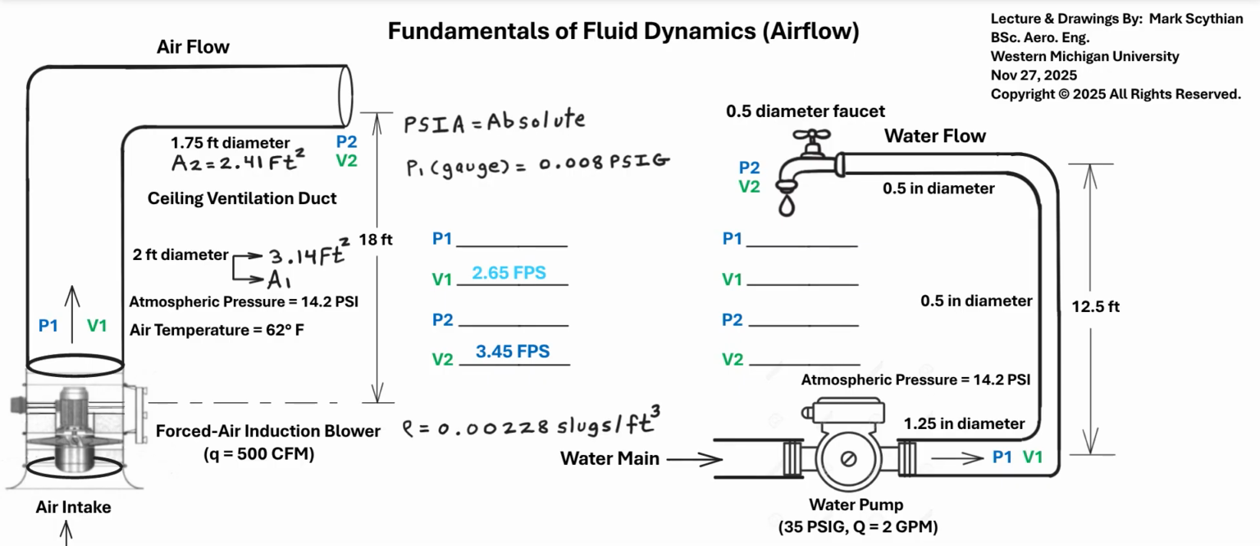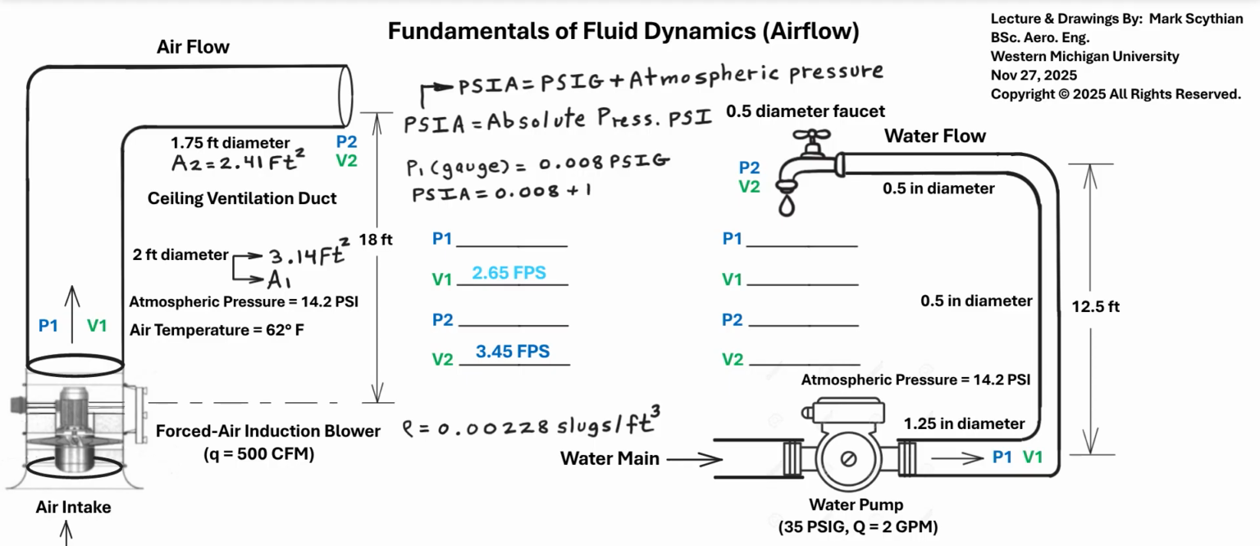So the sum of the atmospheric pressure plus the gauge pressure is the absolute pressure. So we have our absolute pressure, PSIA, equal to the gauge pressure plus the atmospheric pressure. So we can take our gauge pressure and add it to our atmospheric pressure, and we calculate 14.21 PSIA for P1.